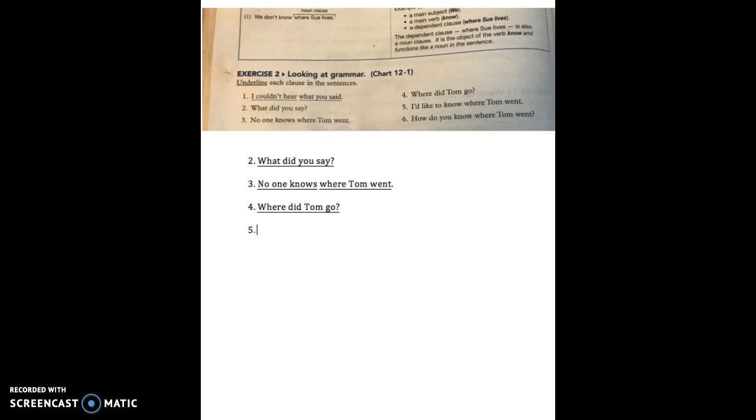Number 5. I'd like to know where Tom went. So how many clauses? Here we have subject and verb. And then here we have another subject and verb. And this one starts with a WH question word, right? Where. And that is also a word that starts a noun clause. So here we have a noun clause. So that's a complex sentence with a noun clause.